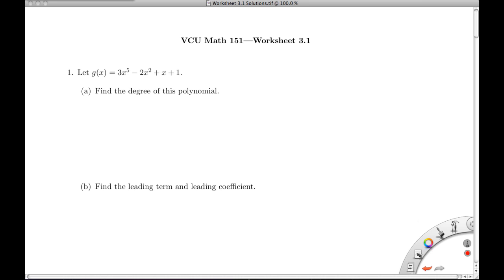Hey everyone, so these are the solutions to Worksheet 3.1. Here we're going to be introducing the idea of polynomial functions and getting a better understanding of how they work and what their graphs are going to look like.